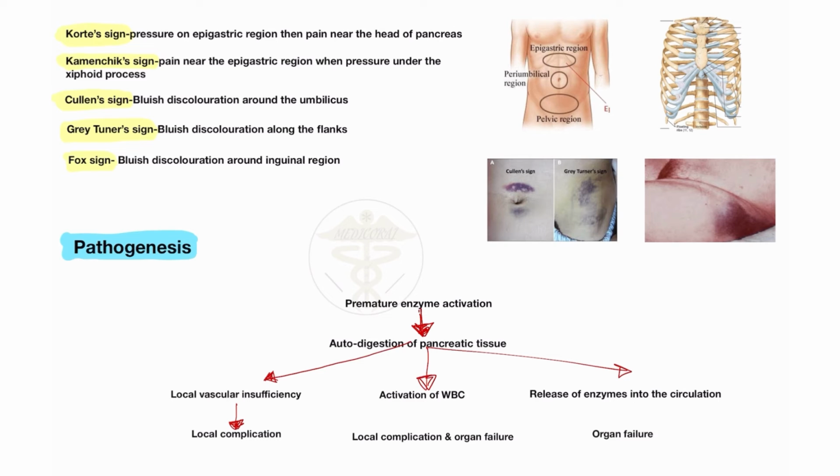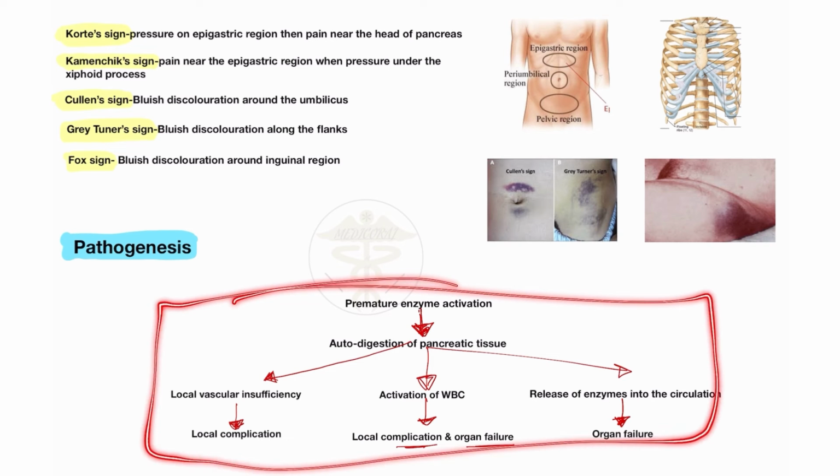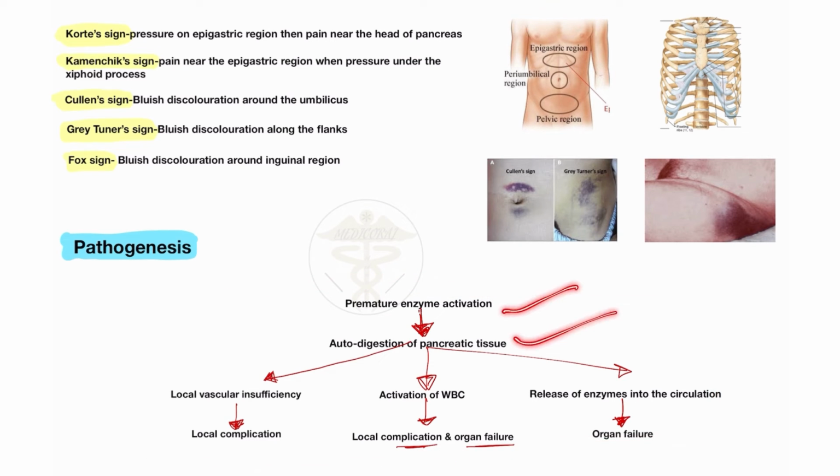When activation of WBC occurs, you will see both local complications and organ failure in the patient. When enzyme is released into the circulation, organ failure also occurs. These are all the pathogenesis of acute pancreatitis. You need to know how these occur.